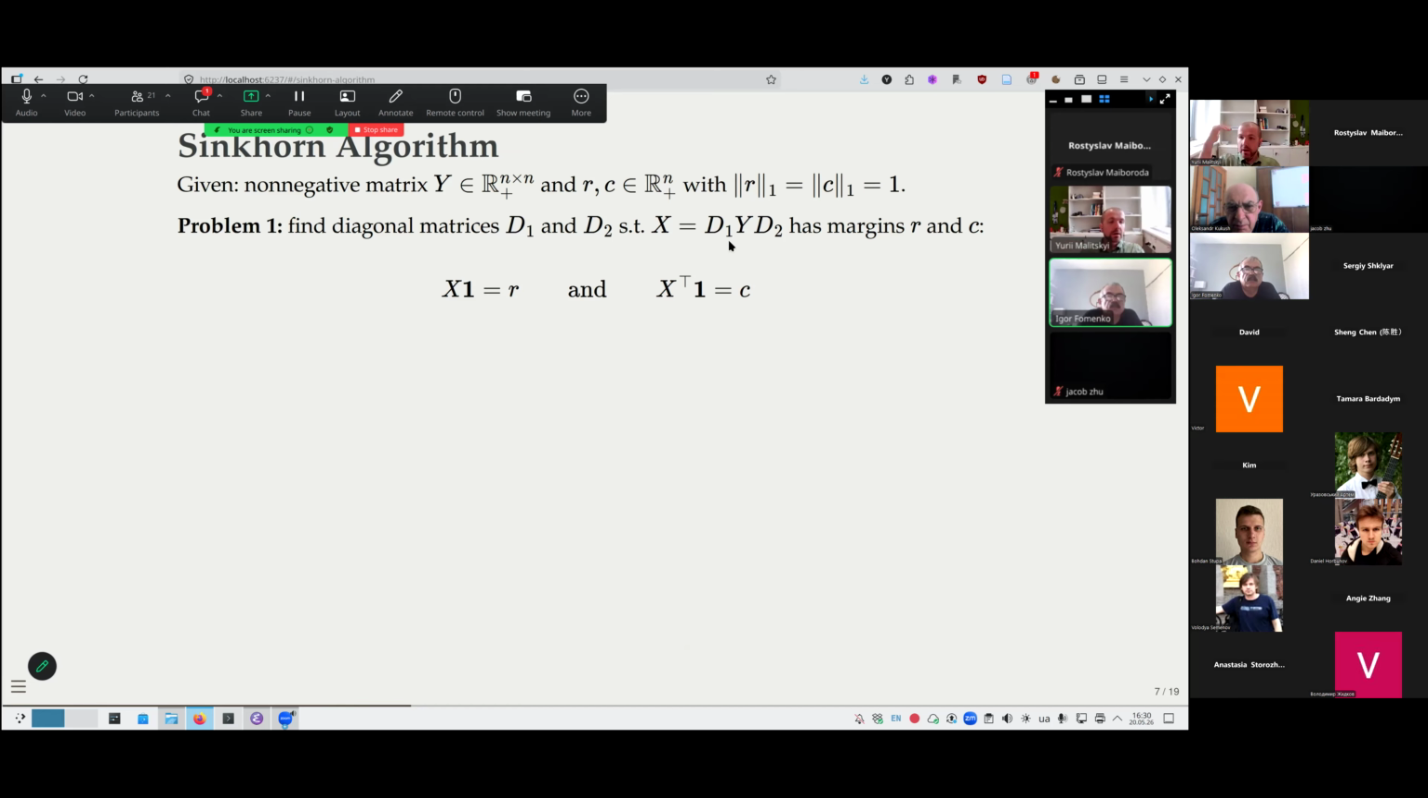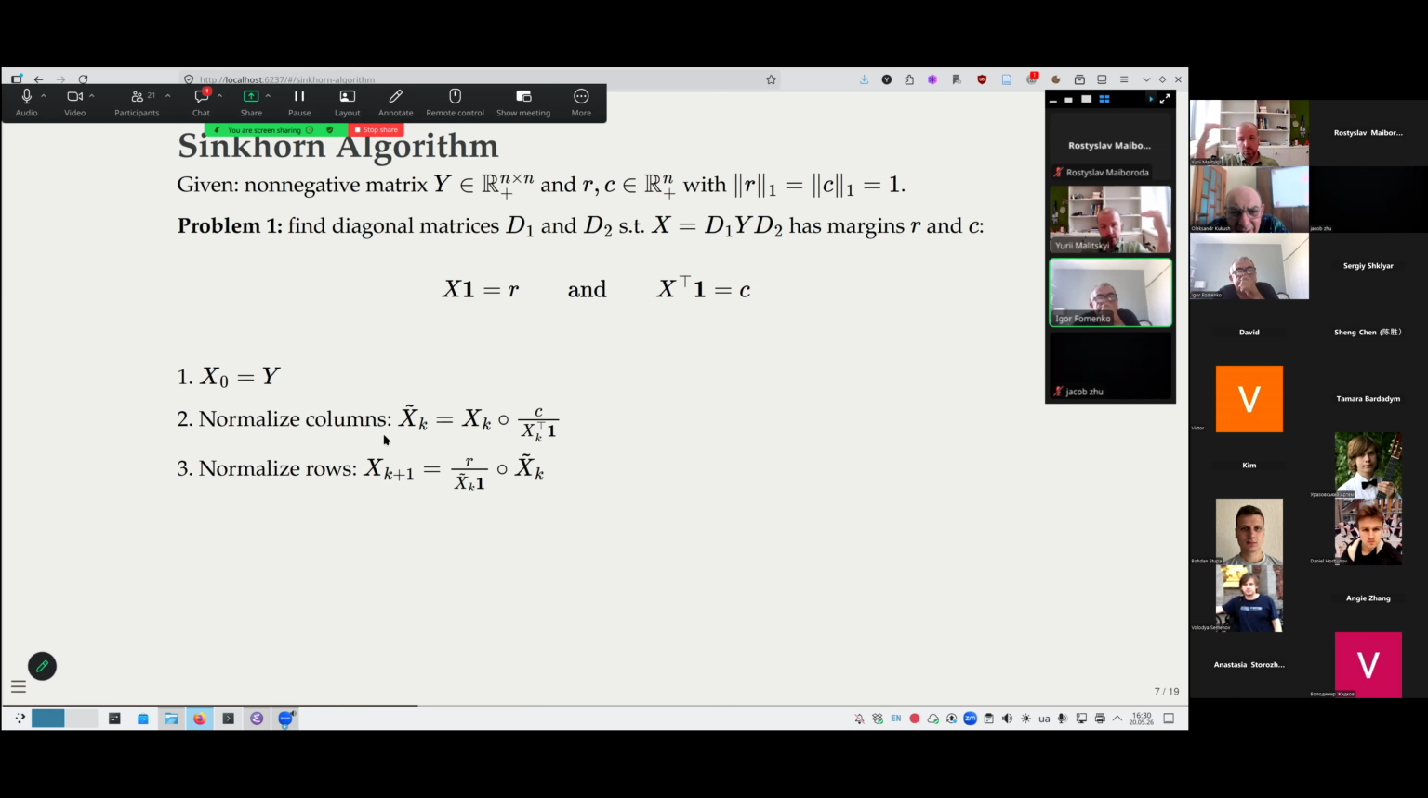So we have two n linear constraints and two n unknown variables. But at the same time, it's a very multiplicative objective with very linear constraints, so it's not clear how to solve it. But the algorithm that solves it is as follows. We start from the x0 matrix, initialized as our matrix Y. And then in turn, we normalize first columns, then rows, then columns, then rows.